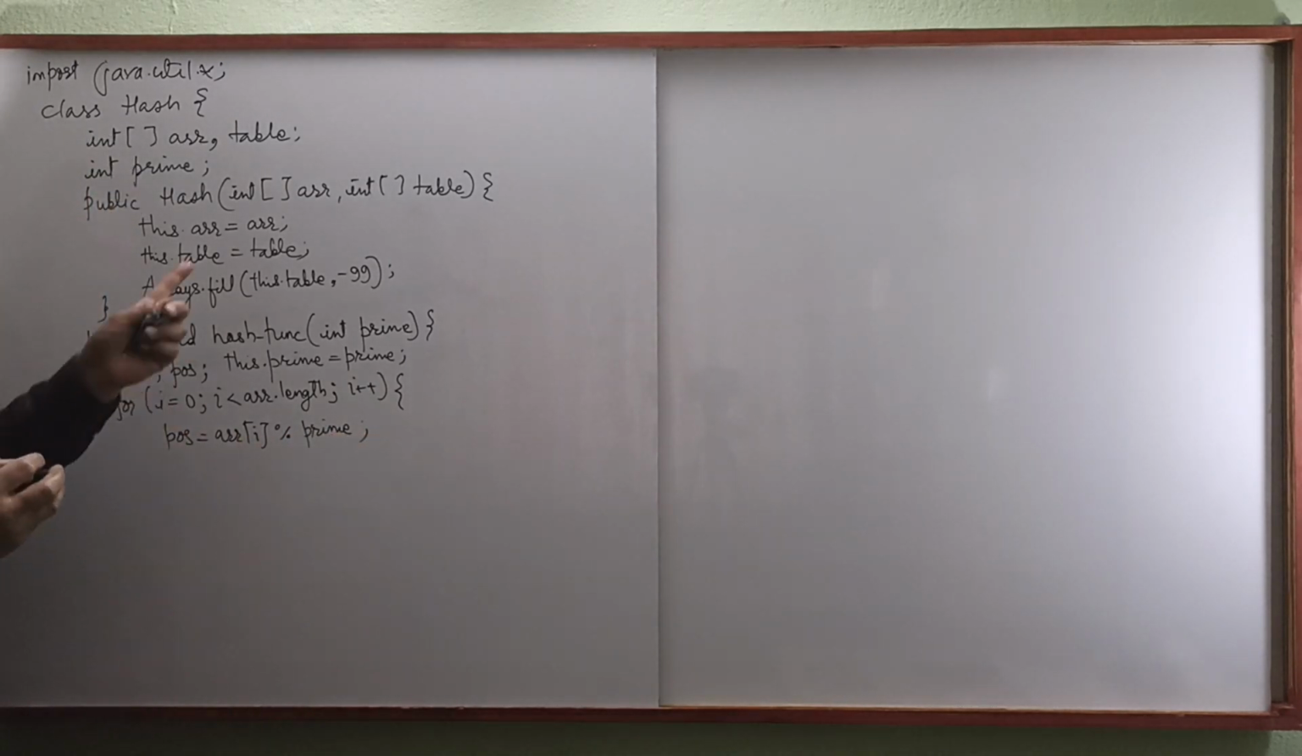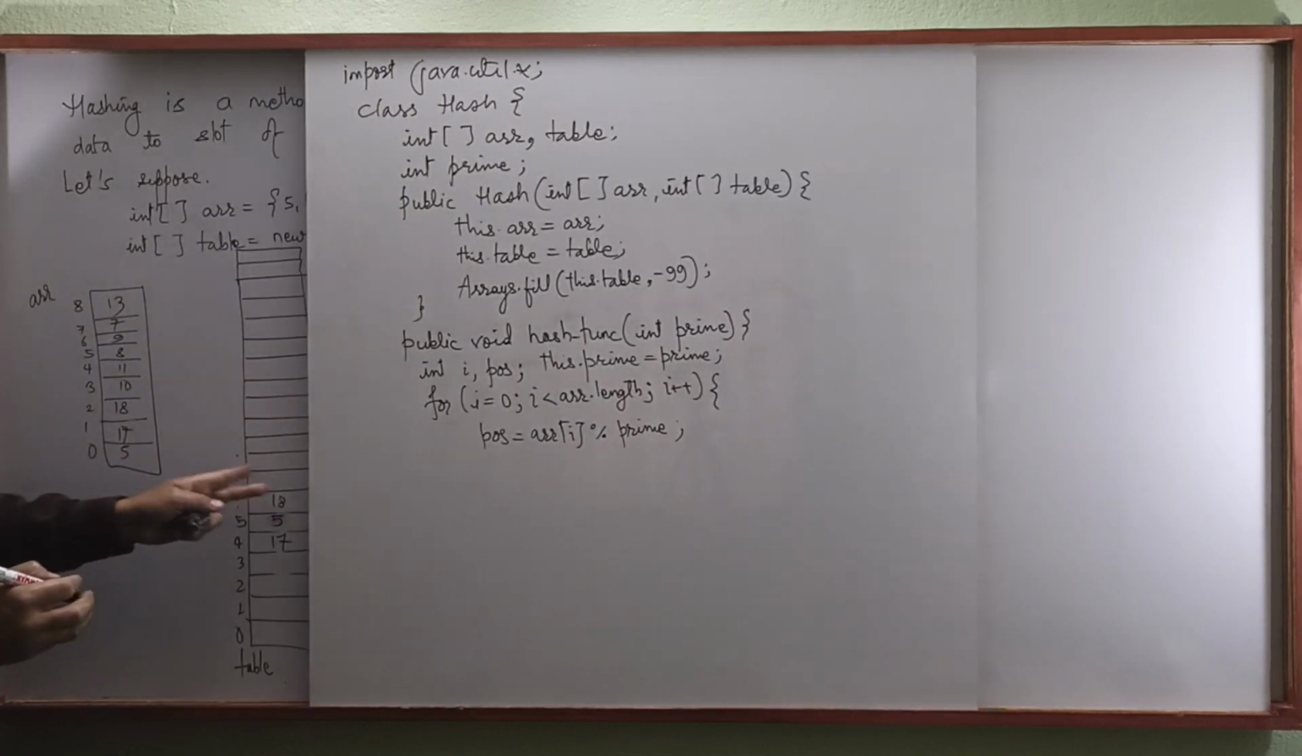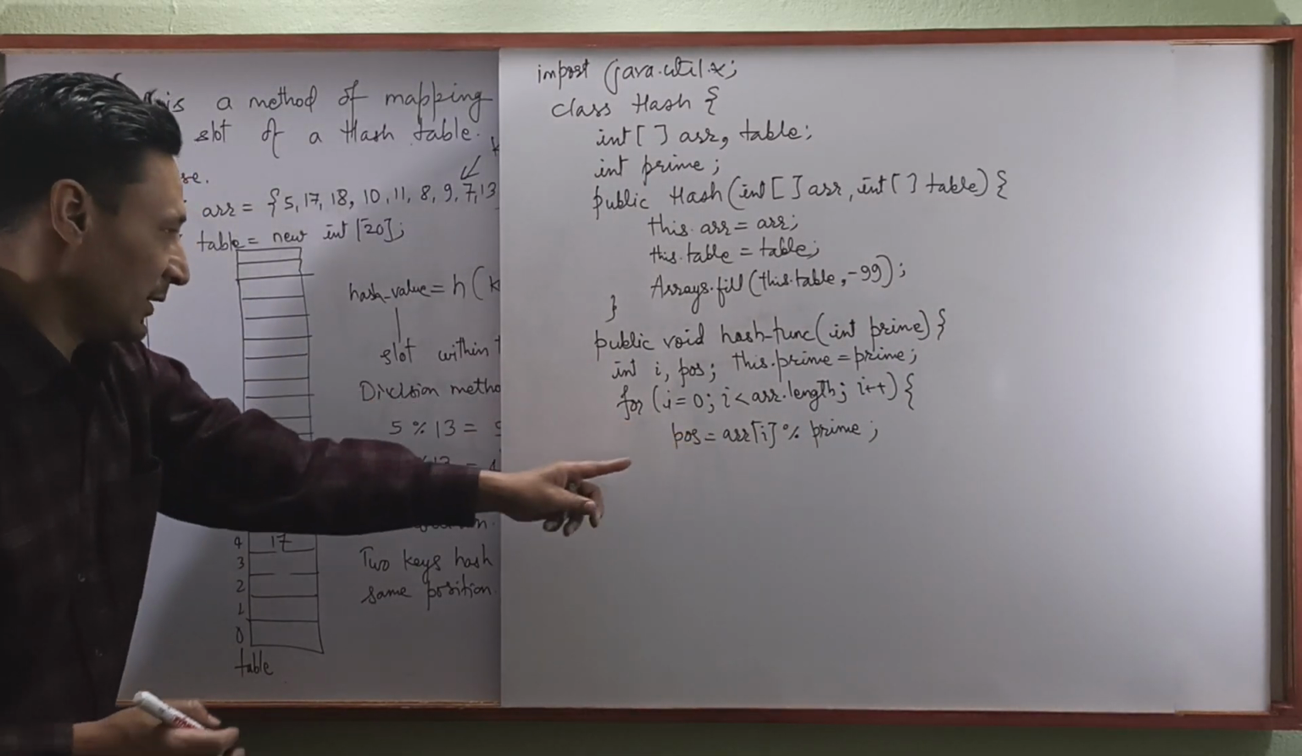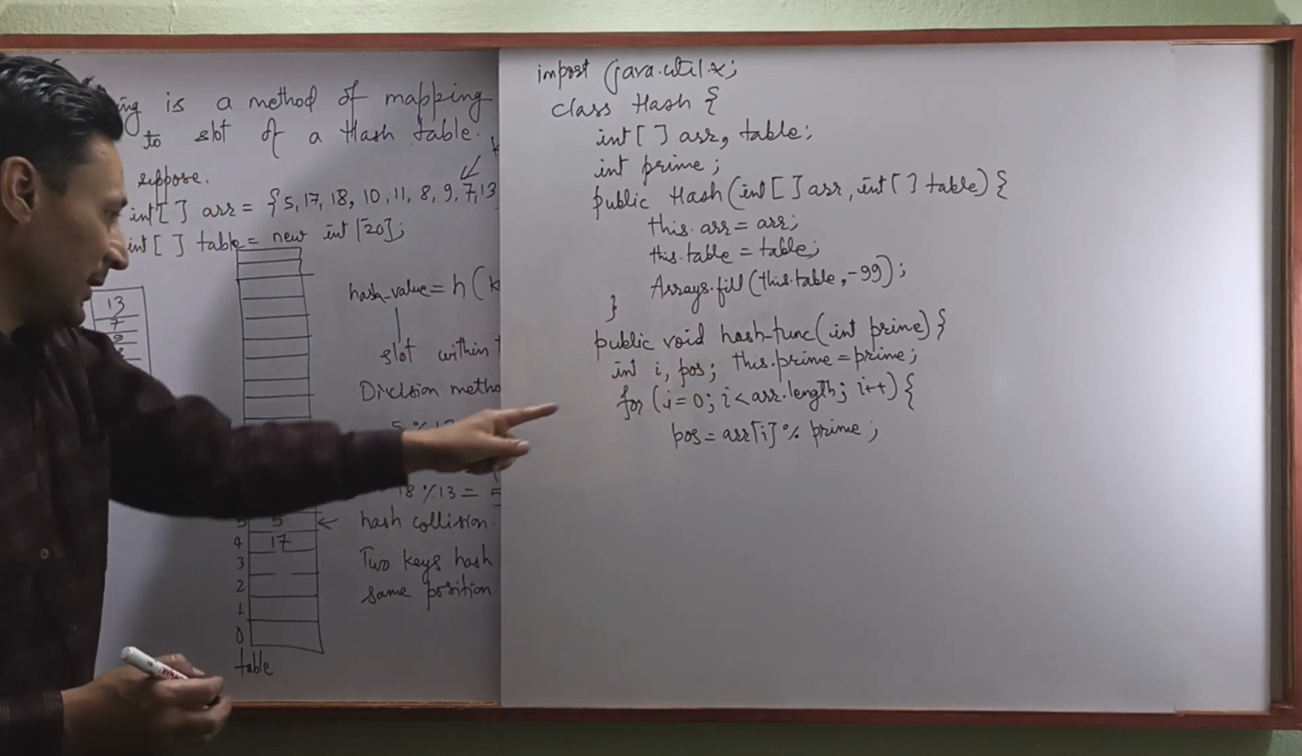Now here, initially, what was that? That was the 5. The 5 was divided by 13, so this is happening here. 5 divided by the prime number, we will get the position.